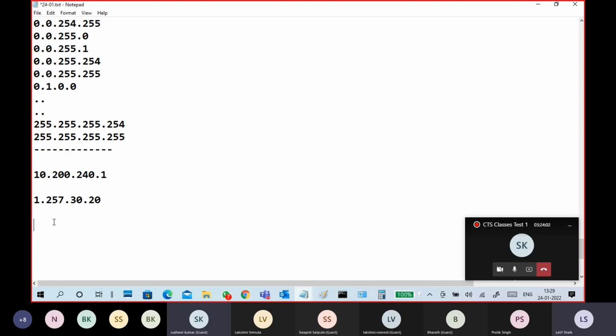In the entire world, only one schema is there, that is 0 to 255 in each octet. If it is IPv6, then it is a different one. But in IPv4, it is compulsory: each octet must be between 0 and 255. Of course, other rules and regulations are there.